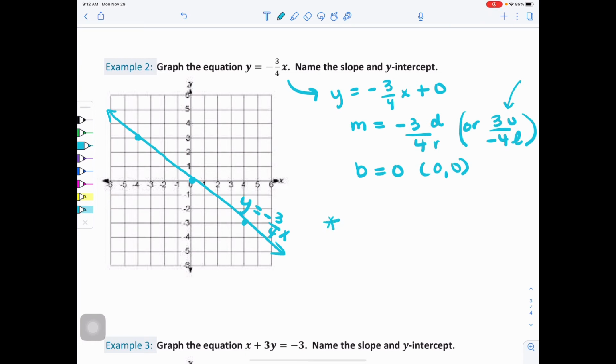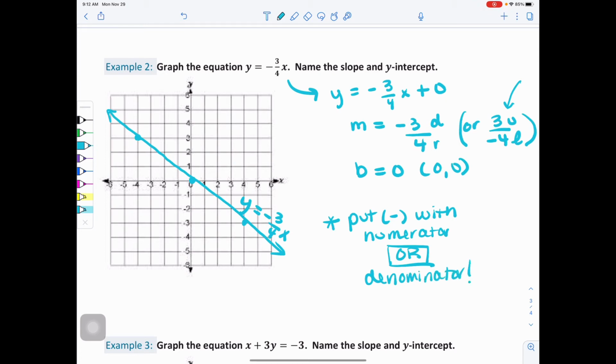So the big thing to remember with this one is you have to put the negative symbol with the numerator or denominator, not both. Because if you do it with both, it'll change the value of your slope.